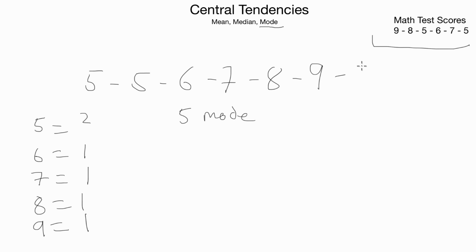But if we have, let's say, one more score here, so 2 9s, then our set of scores here would be bimodal. So we would have 2 modes. We would have 5 and 9.